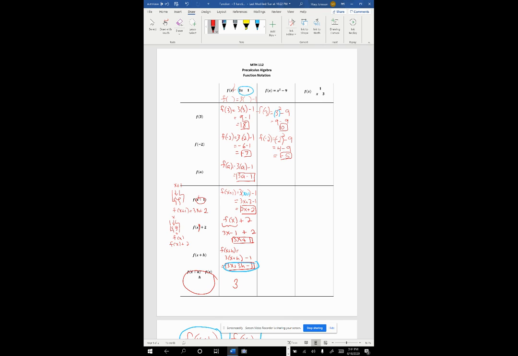All right, now, f of a is not very interesting. We're just going to plug the a in where the x was. So you just get a squared minus 9.